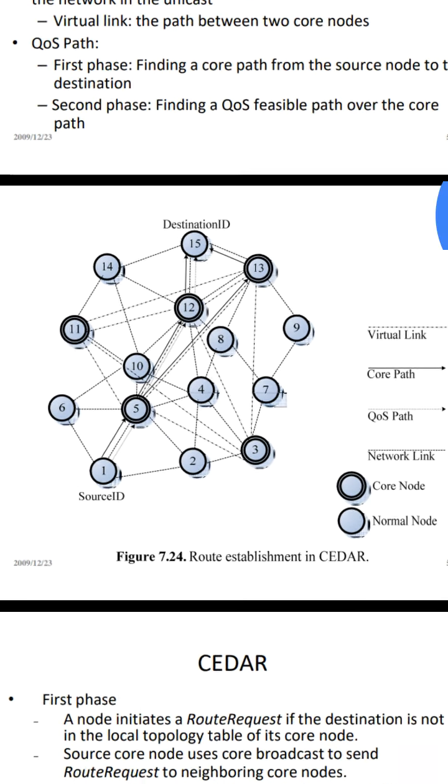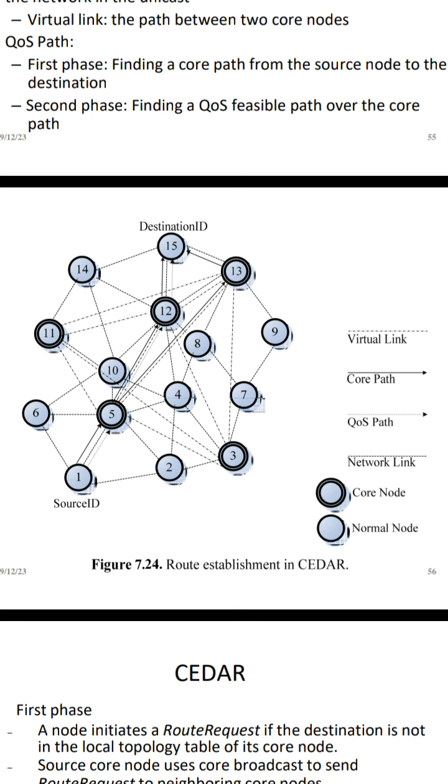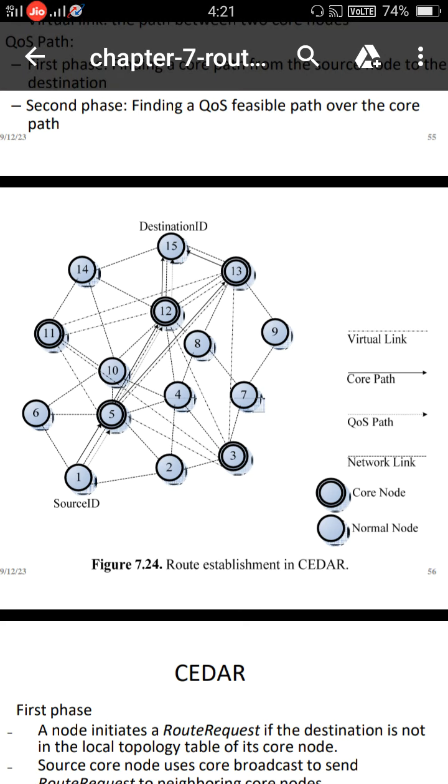So there are two paths available in the CEDAR routing protocol. Let us take an example of the route establishment phase in CEDAR. In this example the core nodes are denoted as double circles: 3, 5, 11, 12, 13. These 5 nodes are core nodes and the remaining nodes are normal nodes. Suppose 5 is a core node. It dominates nodes 1, 6, 2. Whatever data is transferred from nodes 1 to 6, these nodes first send the packets to the core node, and then the core node forwards them to a normal node 2 in this network.